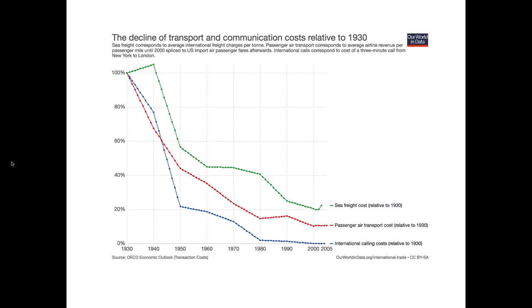So now you see different lines. Again, you see percentages, like whatever it was in 1930, that was 100%. And now you see the costs of sea freight coming down. In 2005, it only costs like 20% to transport something. The transportation costs were only 20% of what they were in the 1930s. And that has only continued to go downwards.